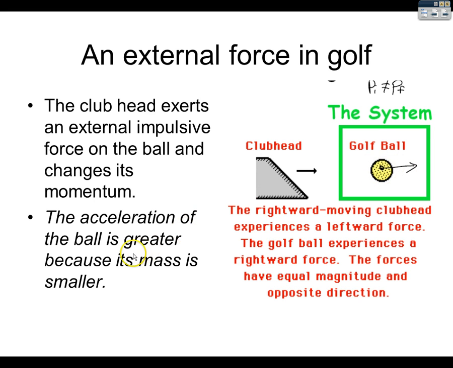The acceleration of the ball is greater because its mass is so small. We could say that if this is a gram and this is 100 grams, then whatever speed this has, because this mass is so small, that should take off. Here we need to see that the initial momentum of the golf ball is not equal to the final momentum of the golf ball because we have an external force acting on that golf ball.